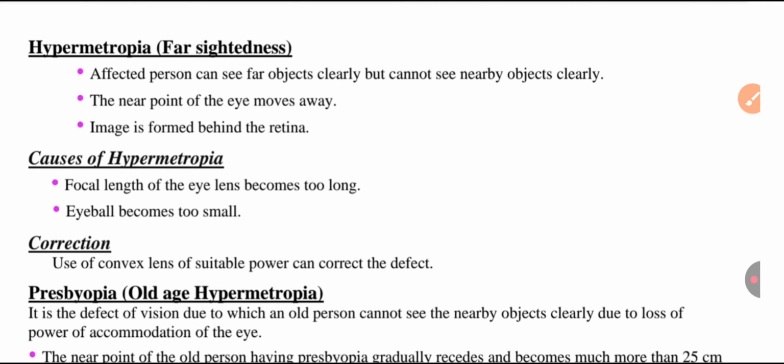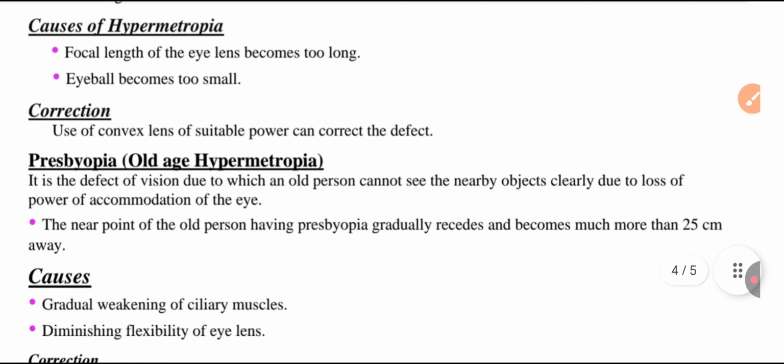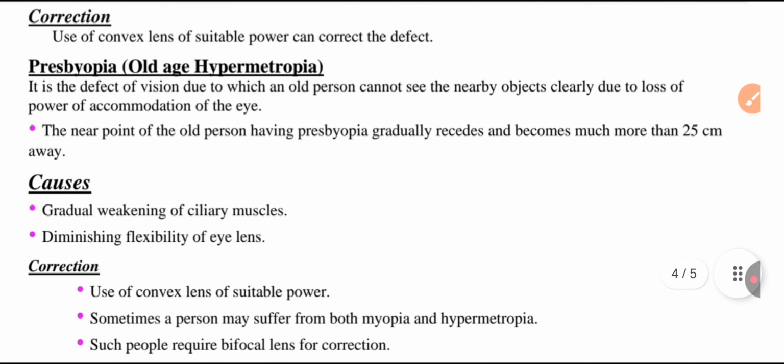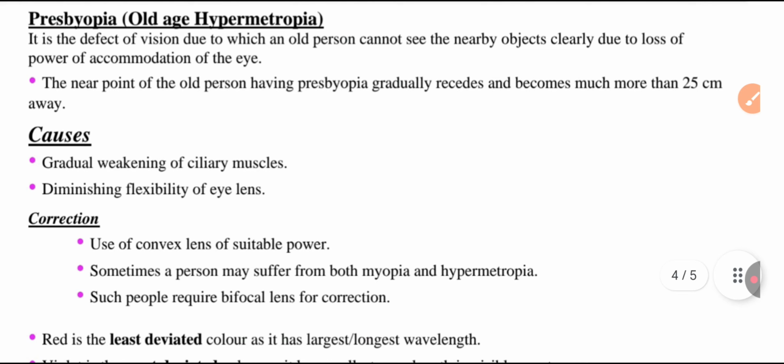The next one is hypermetropia, that is farsightedness. The affected person can see far objects clearly but cannot see nearby objects clearly. The near point of the eye moves away. Image is formed behind the retina. Causes of hypermetropia: focal length of the eye lens becomes too long, eyeball becomes too small. Correction: use of a convex lens of suitable power can correct the defect.